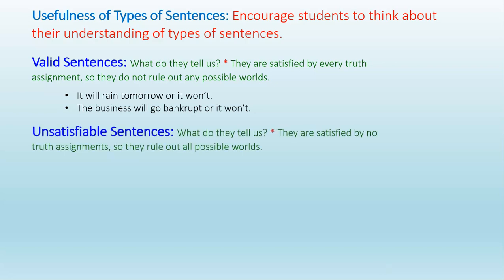Unsatisfiable sentences, what do they tell us? Well, they're satisfied by no truth assignments, so they rule out all the possible worlds. They kind of obliterate any outcome worlds.